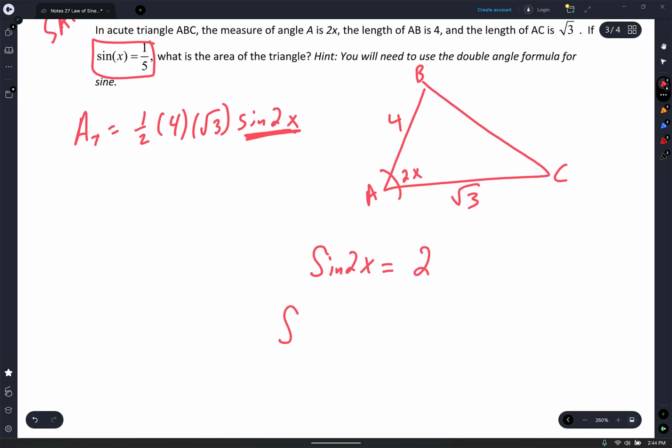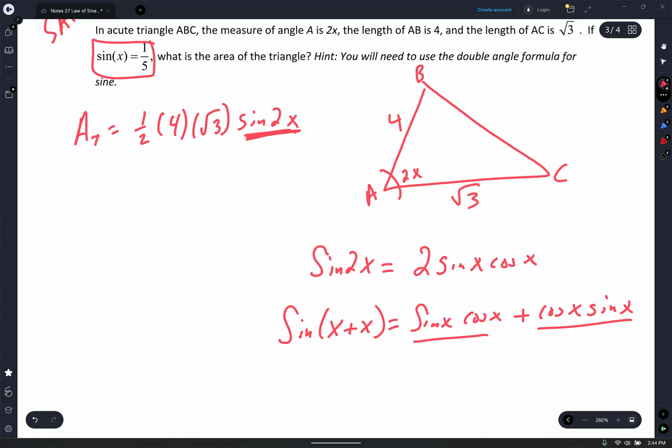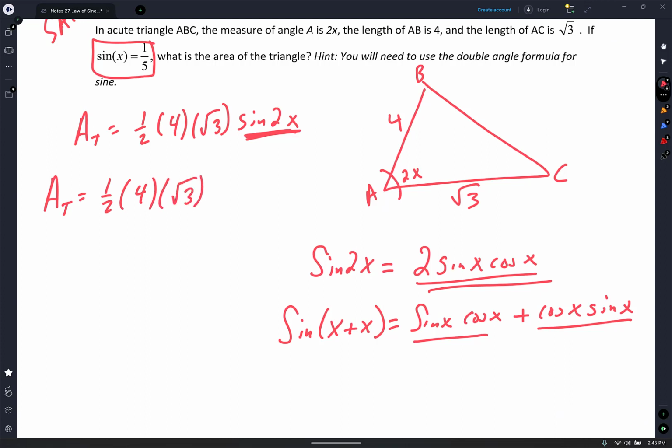All right, let's derive it. Sine of x plus x. That is 2x, right? That's sine x cosine x plus cosine x sine x. How many of these sine x cosine x do I have? So this is 2 sine x cosine x. I was your teacher, guys, so you guys are a reflection of me, so here we go. All right. So I'm going to replace the sine 2x with this, 2 sine x cosine x.